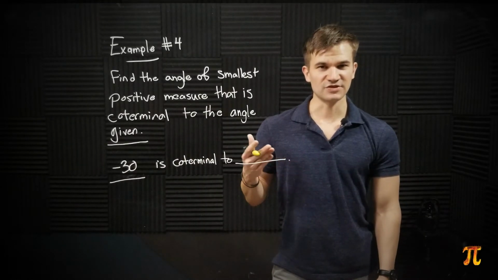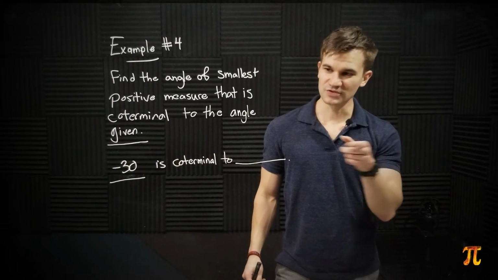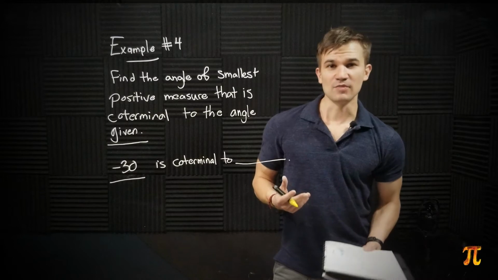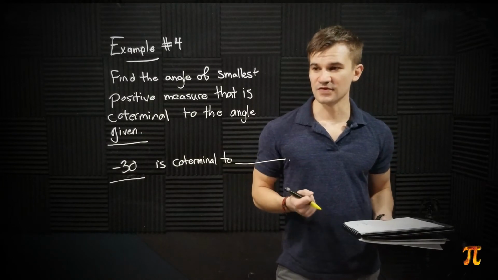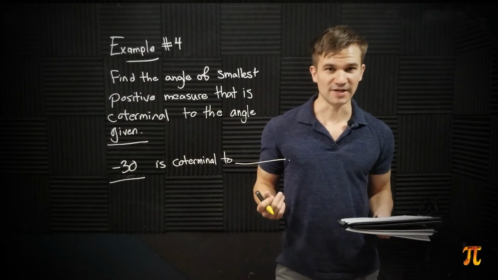Now we have an angle that just says negative 30. There's no degree symbol, so you should take this to be an angle in radians. So we need to add a multiple of 2 pi to negative 30 in order to get a positive angle that's less than 2 pi.